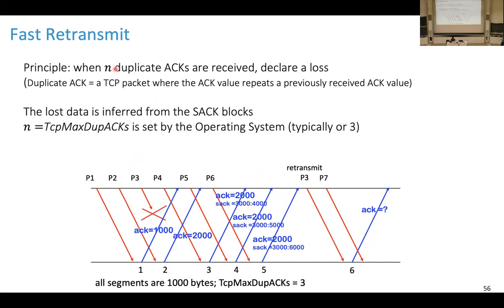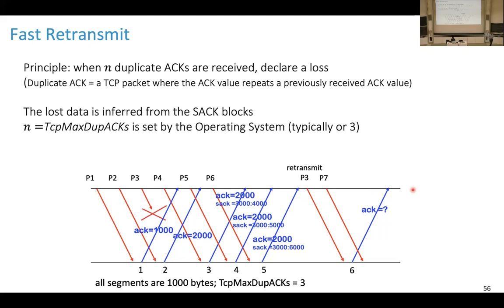So with this simple algorithm for fast retransmit, you say, now I should retransmit the packet P3, and then P3 is retransmitted to the destination. This time it is well received, so it will send an acknowledgement. Now the packet 3 has been acknowledged, and we know with the SACK block that packets 4, 5, and 6 have already been seen by the server, so it will send an acknowledgement of 6,000. So this is how loss is detected on the internet.